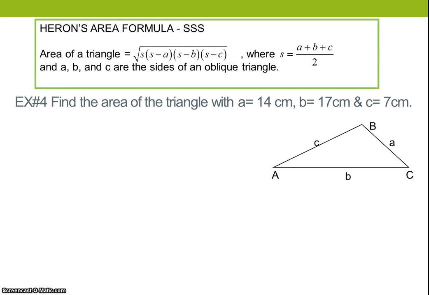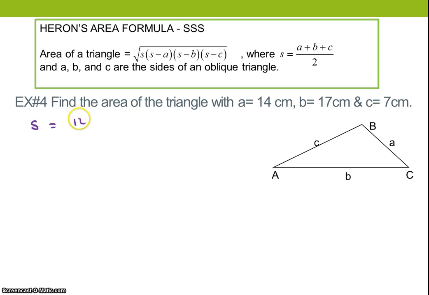Okay, so the last thing we're going to do is the area formula. So this is a different area formula than the one from the previous section. This is Heron's formula, and this is when we're given side, side, side. So if we're given three sides, we can use this area formula. So the area of the triangle is the square root of S times S minus A, S minus B, S minus C, where A, B, and C are the sides of the triangle, and S is the sum of the three sides divided by 2. So let's go ahead and start off by finding S.